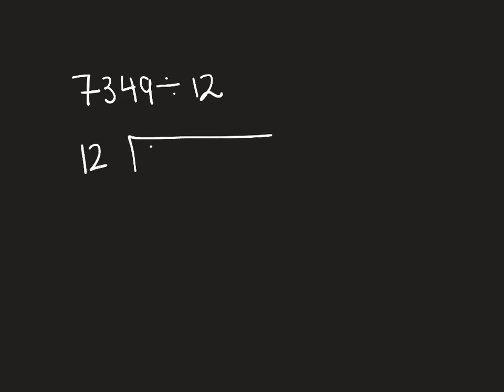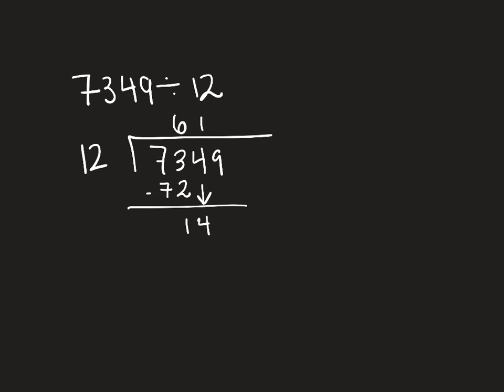So our next problem says 7,349 divided by 12. So 12 into 7,349. So 12 does not go into 7, so 12 goes into 73 6 times. 6 times 2 is 12, so 2, and then you carry 1. 6 times 1 is 6, plus 1 more was 7, and you subtract. And then you would get 1, and you would drop down your 4.